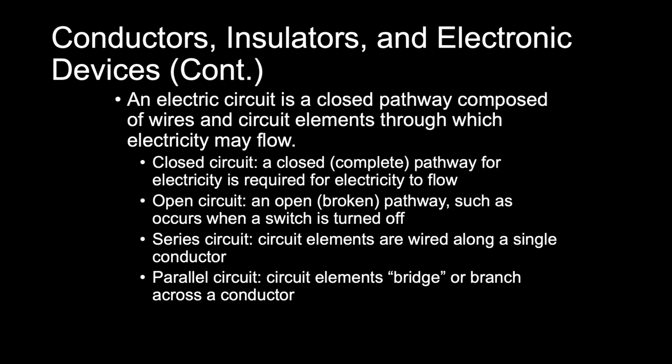An electric circuit is a closed pathway composed of wires and circuit elements through which electricity may flow. This pathway for the electricity must be closed or complete for the electricity to flow through. This is what is meant by a closed circuit. An open circuit is one in which the pathway is broken, such as when a switch is turned off. So turning off a switch opens the pathway, and turning on a switch closes the pathway.